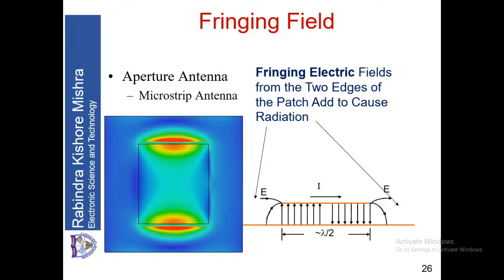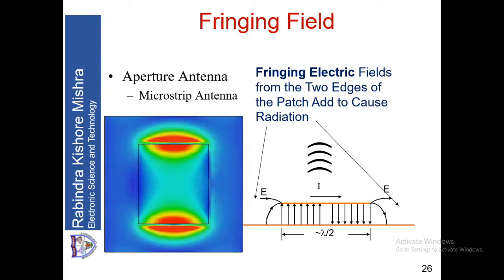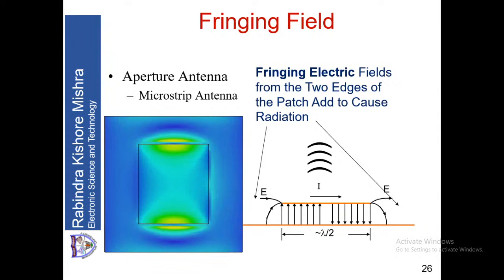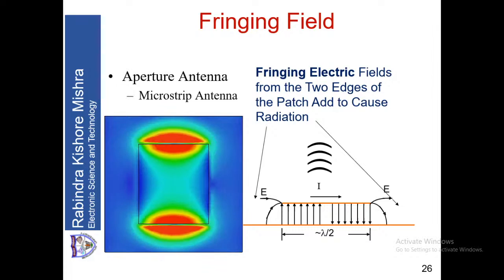Now you can see the animation. If I do the animation of the patch antenna, you can see there is a fringing field at both the ends, and because of the fringing field there is radiation. Radiation is coming out. Now at the other two ends along the length, there also will be fringing field.